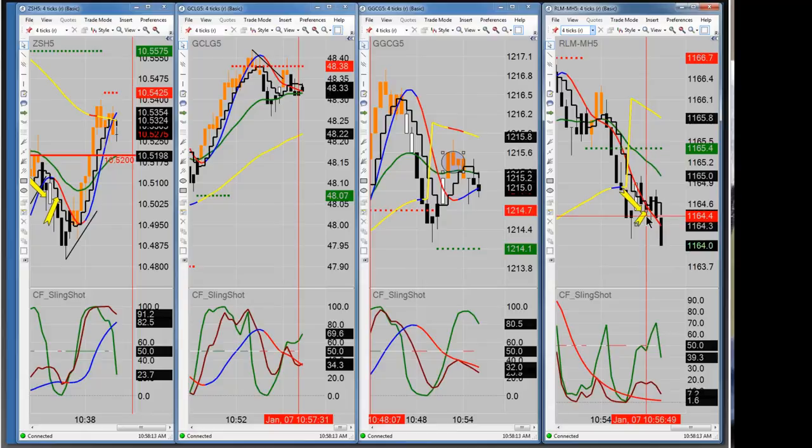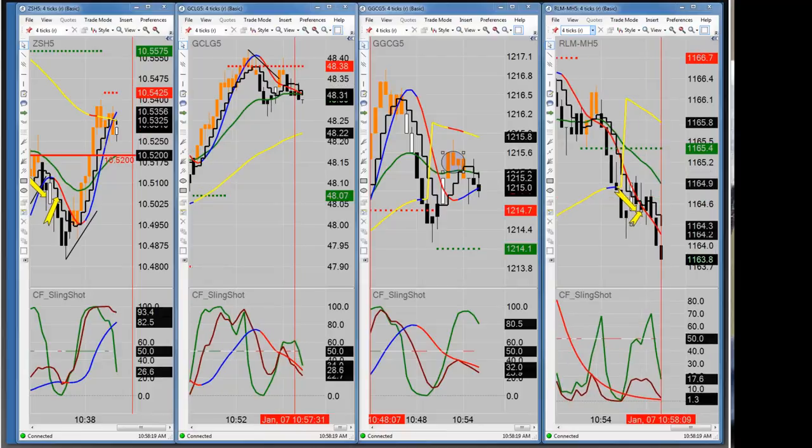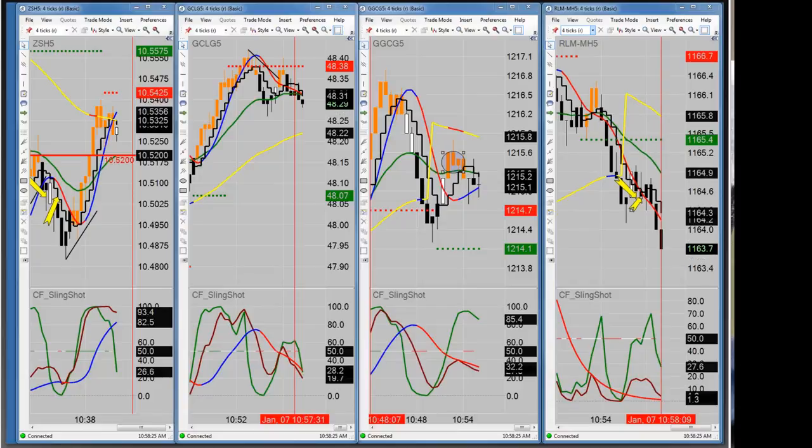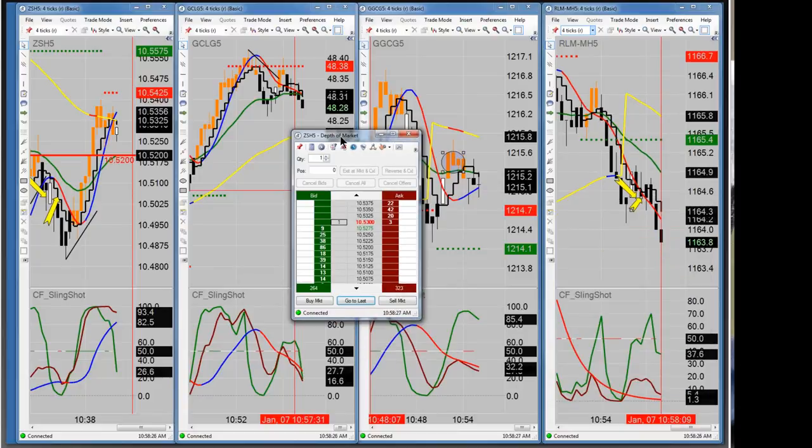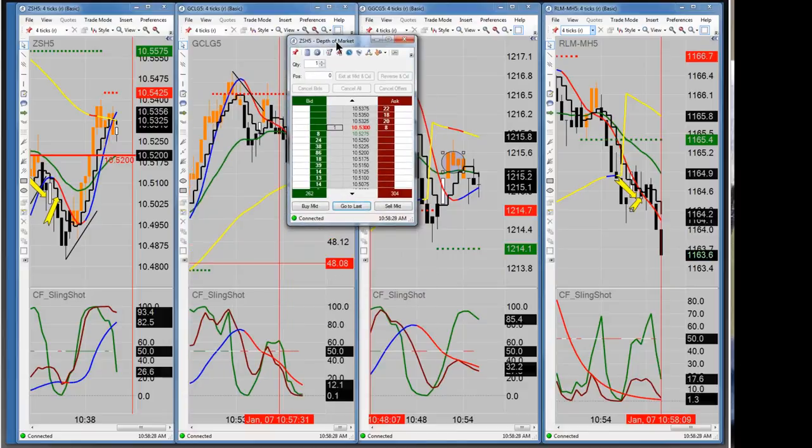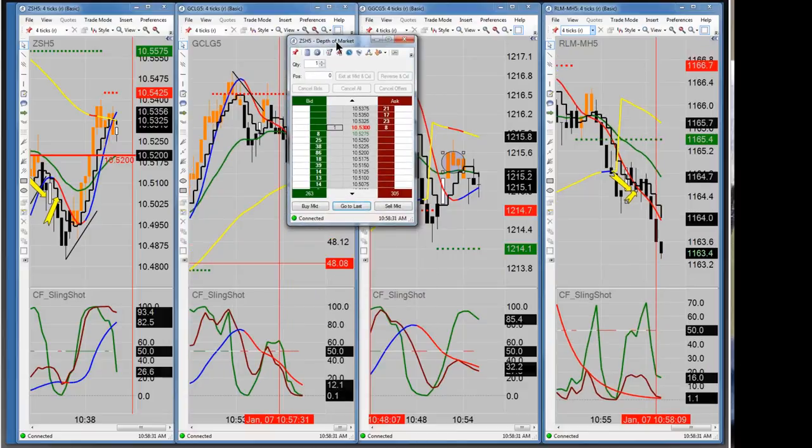Can I explain the DOM? What do you want to know about the DOM, Marianne? What would you like to know about the DOM? Here's the soybean DOM. DOM stands for depth of market.